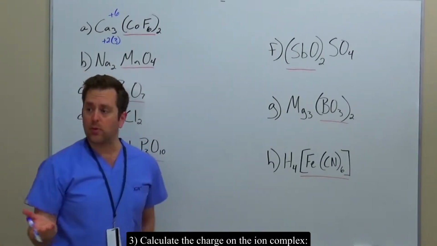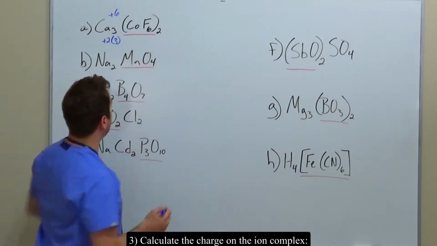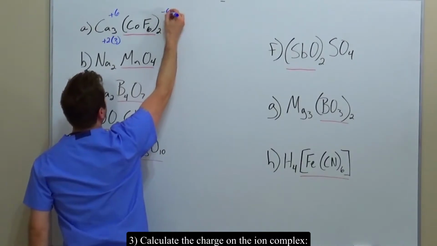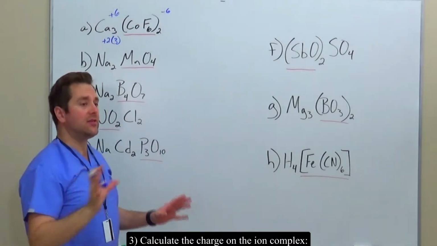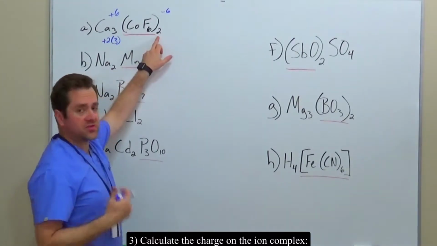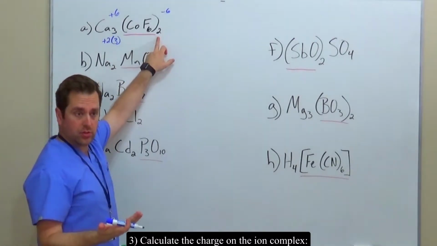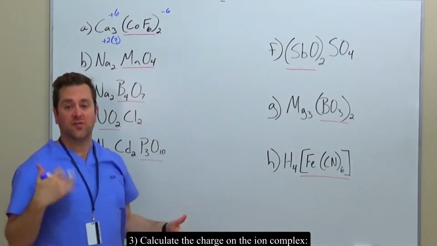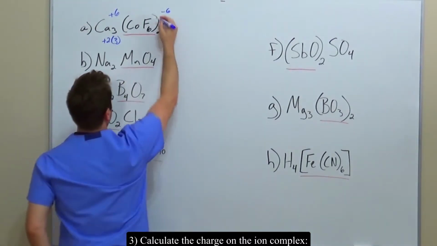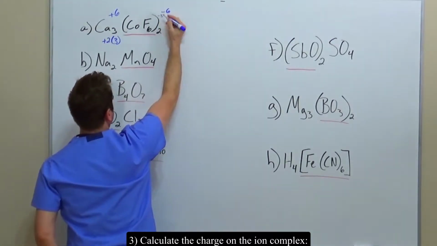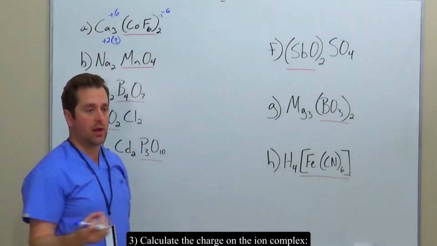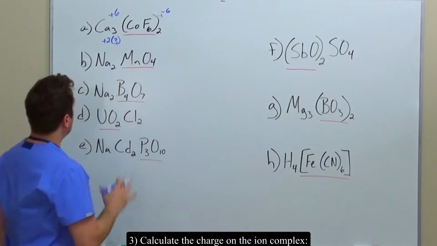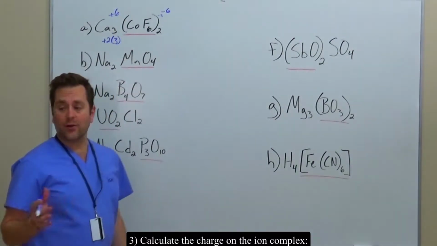So what does that mean? Well, that means that the whole complex over here has to have a negative 6 charge in order to neutralize it. However, how many of these complexes do we have? Notice the subscript. There's 2. So we got to say negative 6 divided by 2 equals negative 3. So each of the complexes has an oxidation number of negative 3. Okay, that's that one.